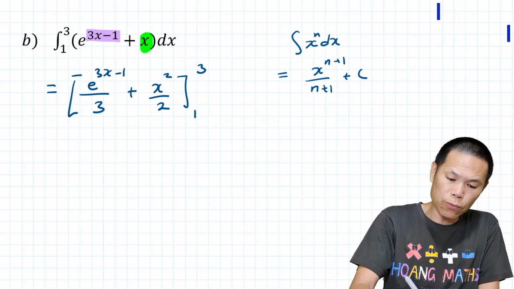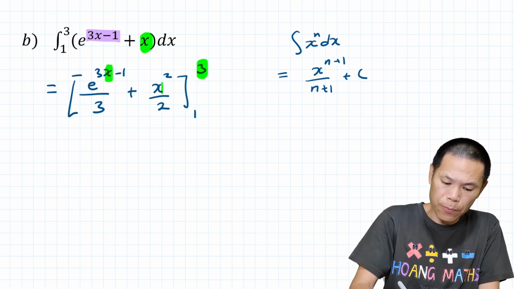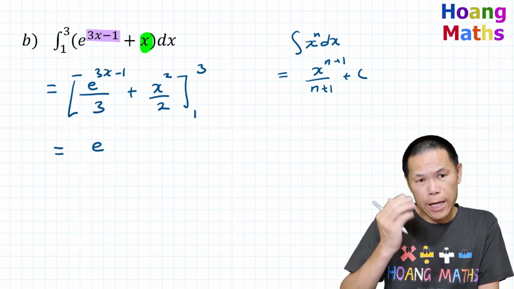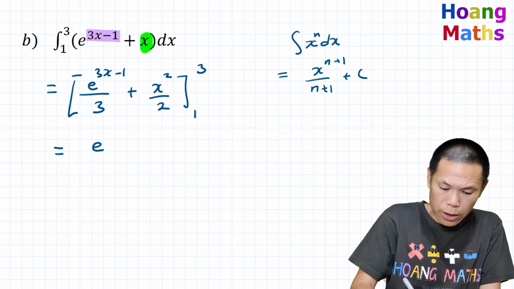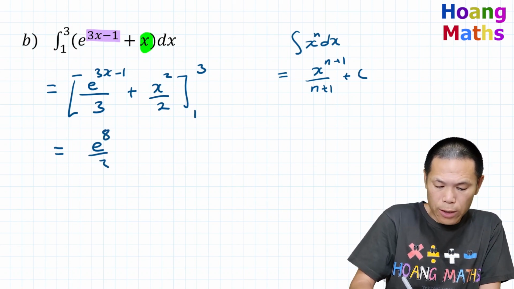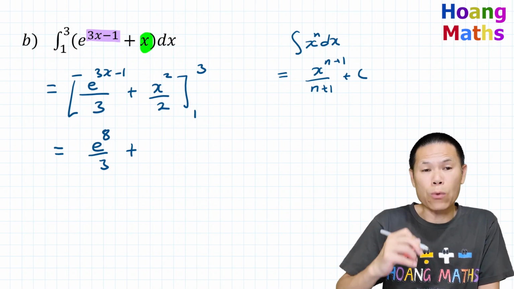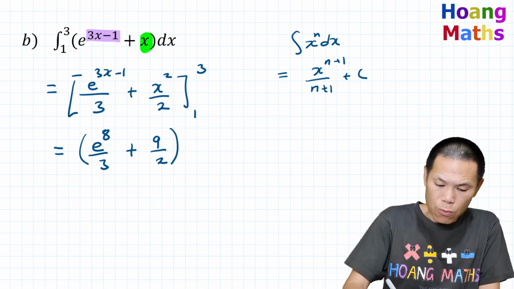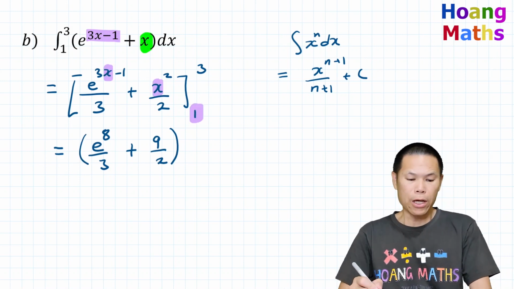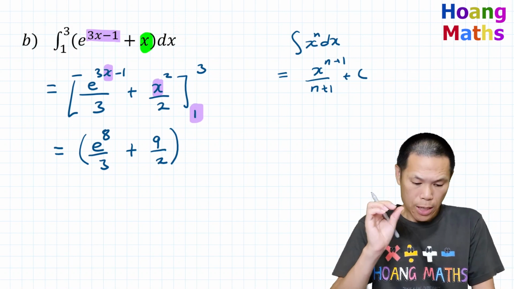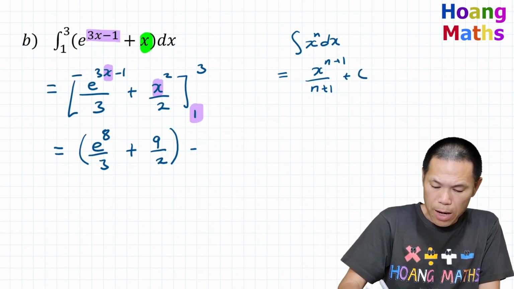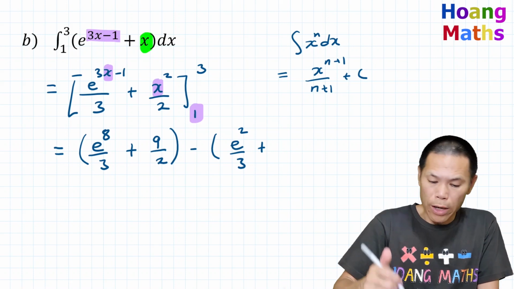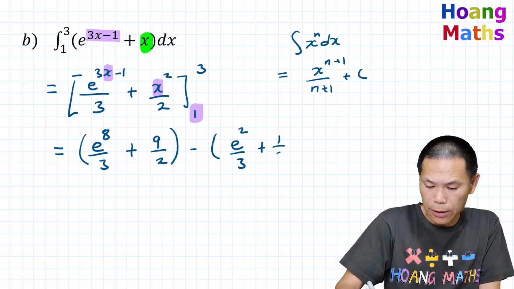Now we substitute the 3 into this x here. That will give me e, and 3 times 3 is 9, and 9 minus 1 is 8. So e to the power of 8 over 3. And we add 3 squared, which is 9, over 2. Now we substitute 1 into x. 3 times 1 is 3, and then we minus 1, giving me 2. So we minus e to the power of 2 over 3. Then we add, putting the 1 in, and 1 squared is 1, so we add a half here.